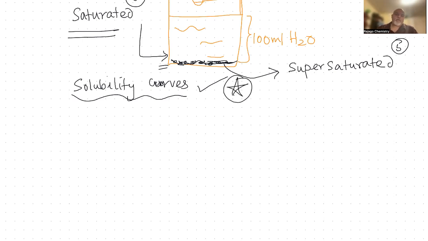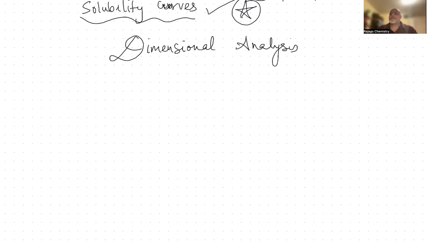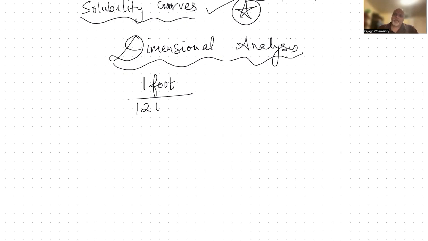The last one we are going to look at today is called dimensional analysis. Very, very important. Dimensional analysis is a method to solve problems. So let's say I have 1 foot. 1 foot can be written as 12 inches. This is the conversion. Or I can write 12 inches as 1 foot.